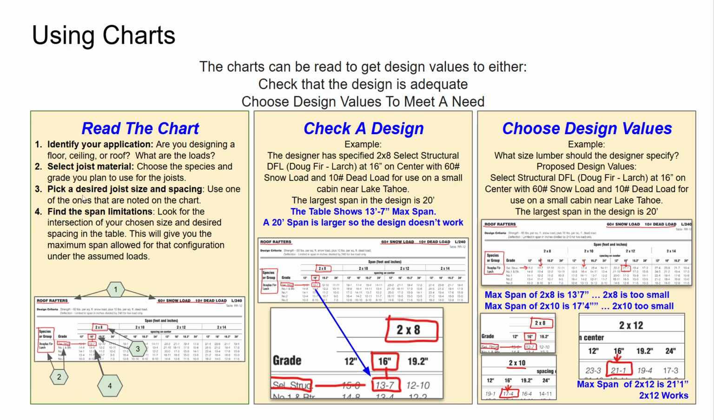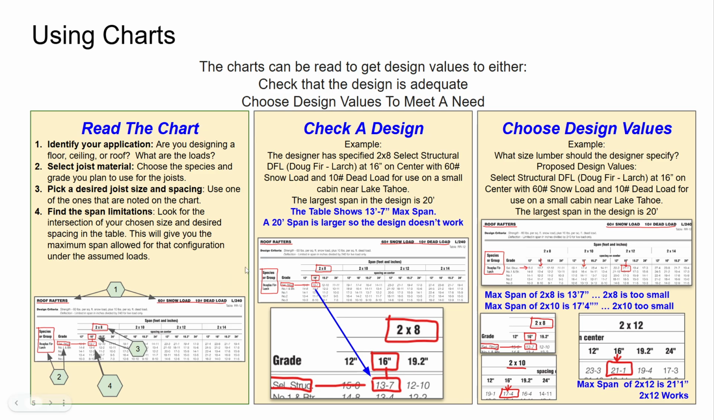Step number 3, pick a desired joist size and spacing. So if I've got 2x8s on 16 on center, because that works for me, then I can find the span limitation. And so this would be a largest of 13 feet 7 inch. I know that's hard to see on this little screen, but that's what it is, 13 feet 7 inch. So now that's how you would read it.